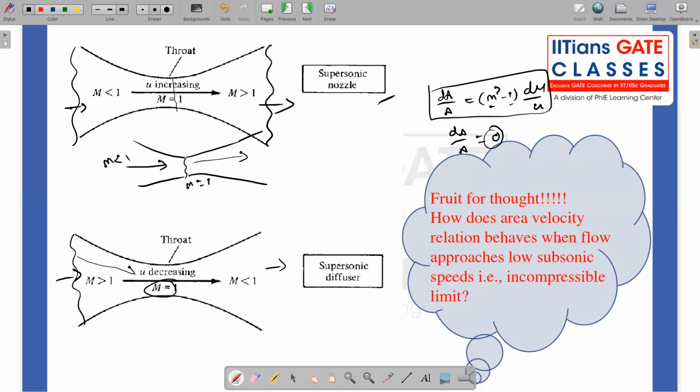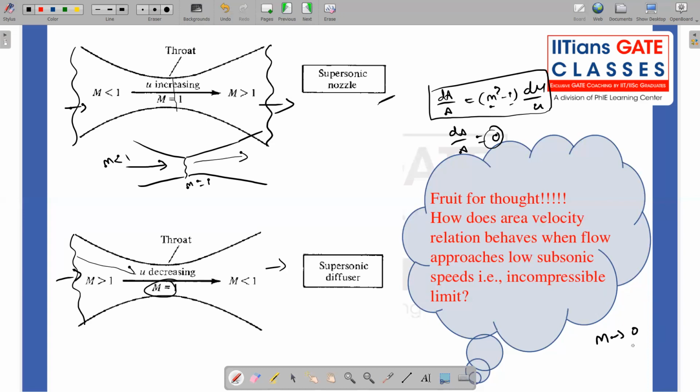How does the area-velocity relation behave when flow approaches a low subsonic speed, such as the incompressible limit? It's a very, very interesting question. What is the incompressible limit? It is when the Mach number approaches 0, right? How does my area-velocity relation look when it reaches the incompressible limit? It's a very interesting thought experiment you can do. It has to be valid, right?